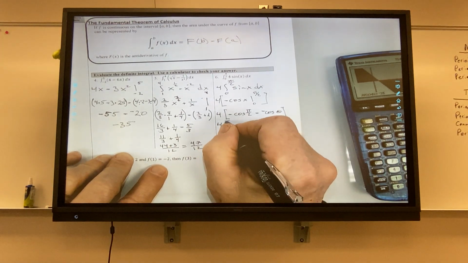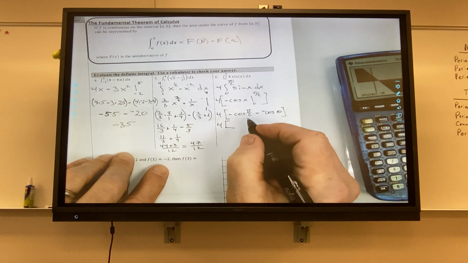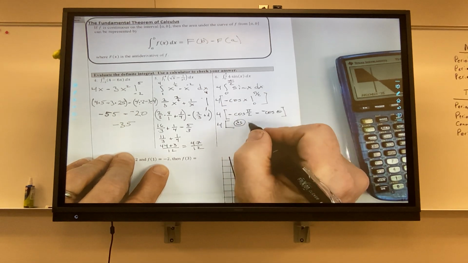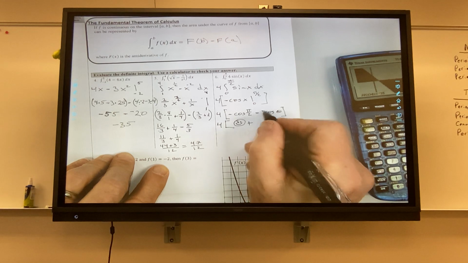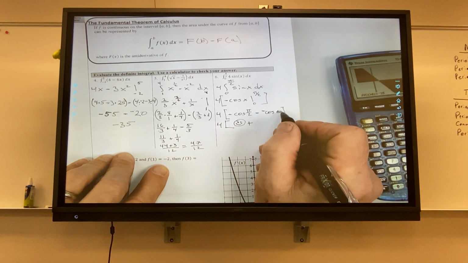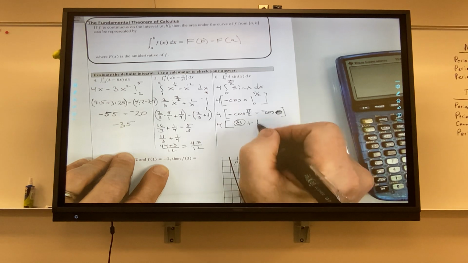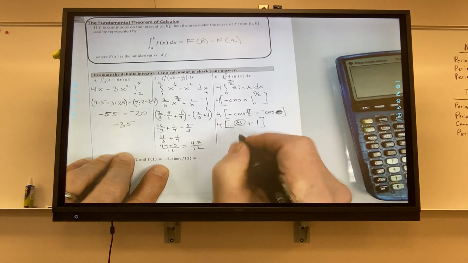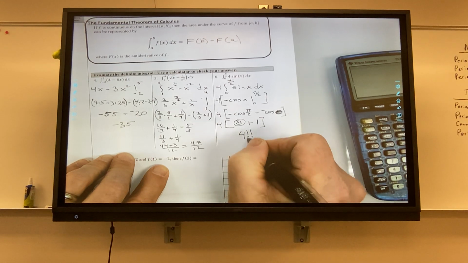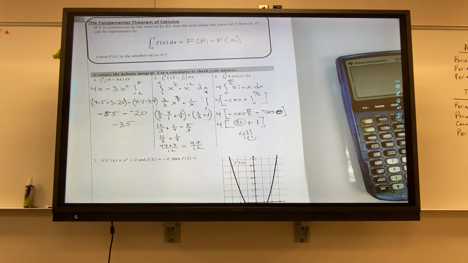So, what is the cosine of pi over 2? 0. Big fat 0. Plus, right, because I got minus a negative? What's the cosine of 0? 1. Well, now it got nice, didn't it? 4. All right.